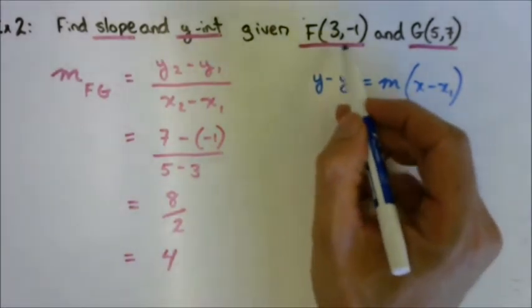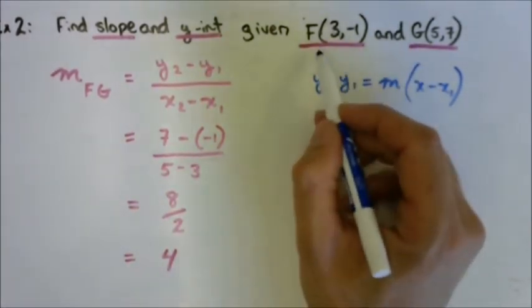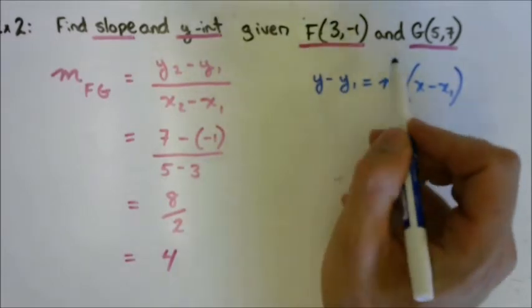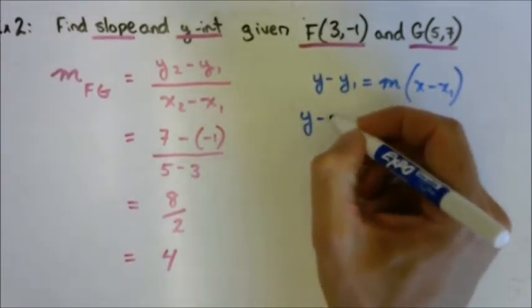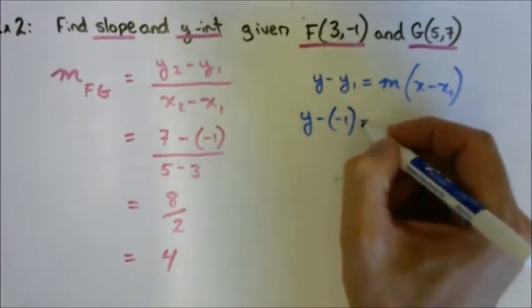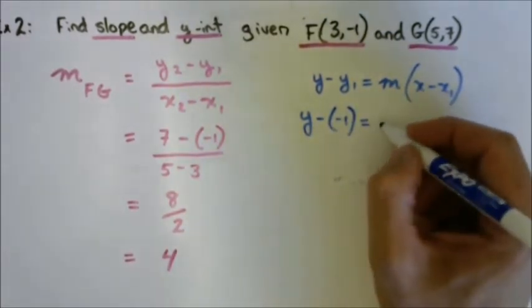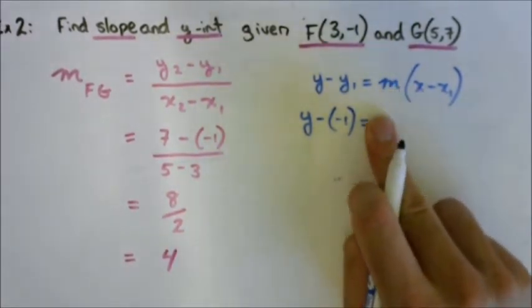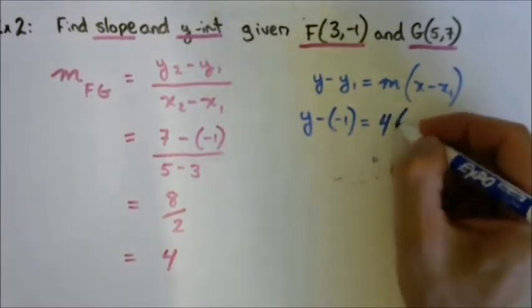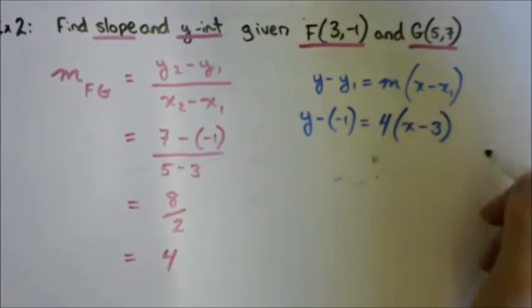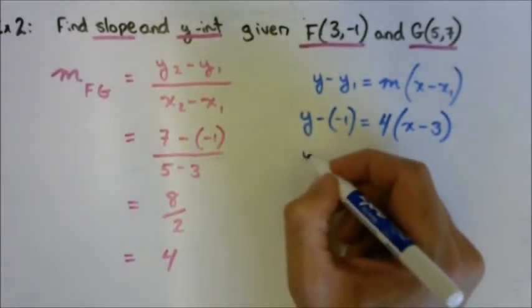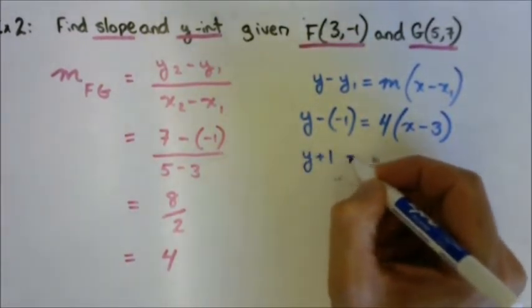Now it doesn't matter which point I use. I'm going to use F. Our line goes through F and G, so either one will work. So I have y minus negative 1, keeping track of my positives and negatives here, making sure I'm copying correctly. I know the slope is 4, and in the brackets I have x minus 3. The left side here reduces to y plus 1.